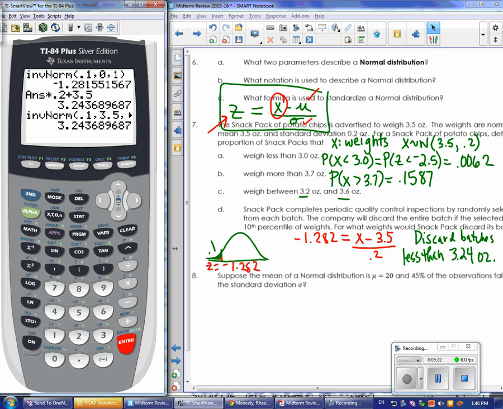Number 8 is very similar. It says, suppose the mean of a normal distribution is 20 and 45% of the observations fall, I guess that's above the standard deviation. Sorry, it's a little cut off. Again, I'm going to draw a picture.